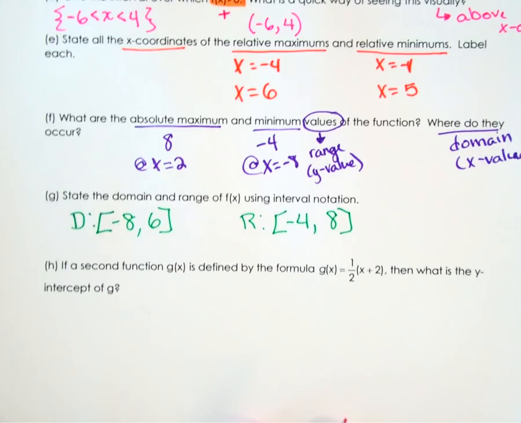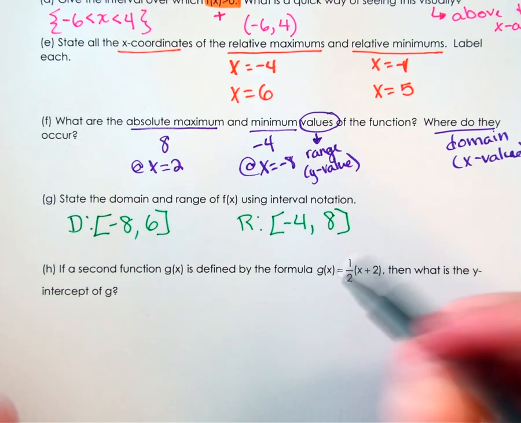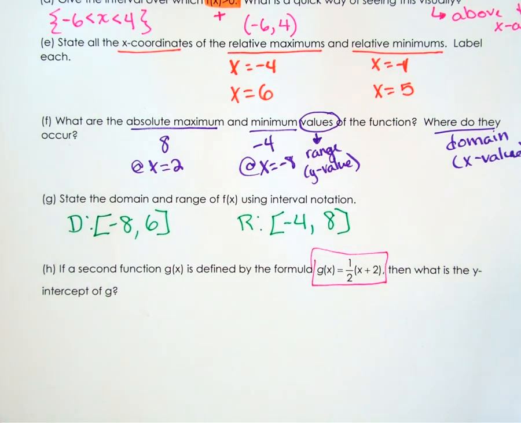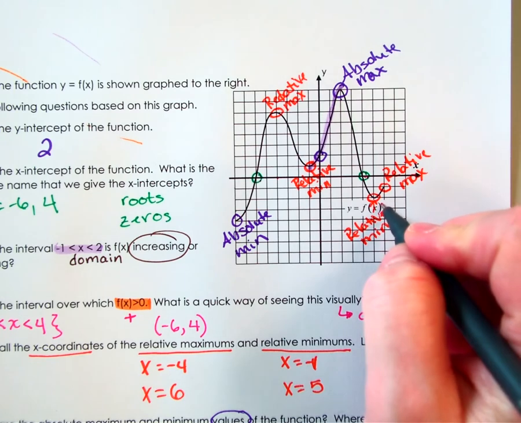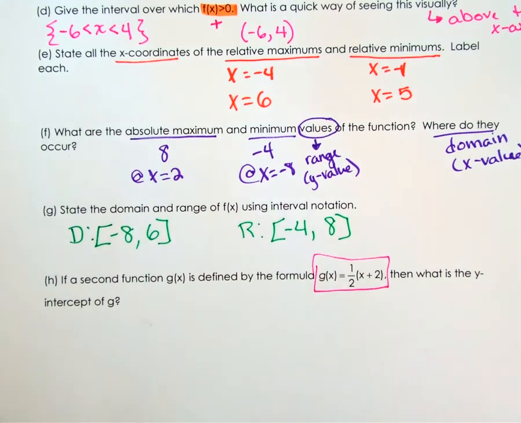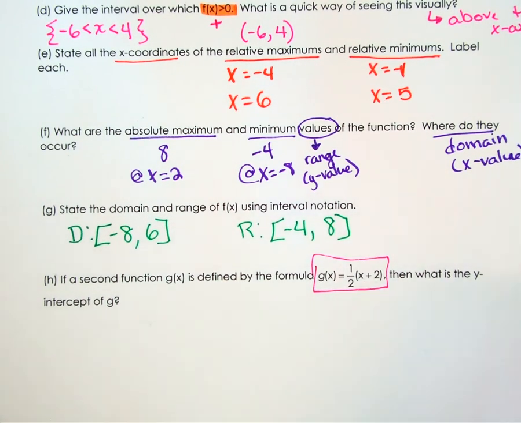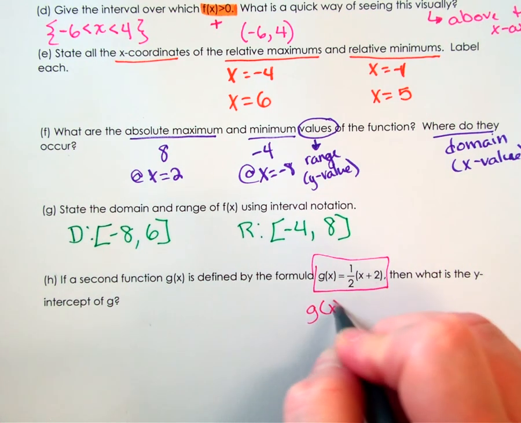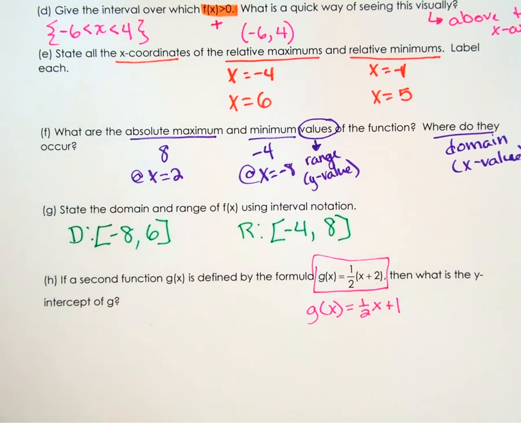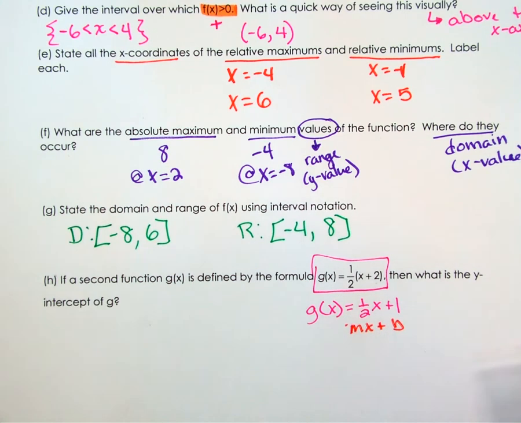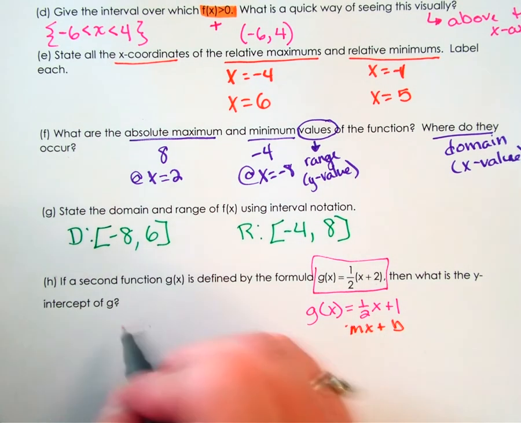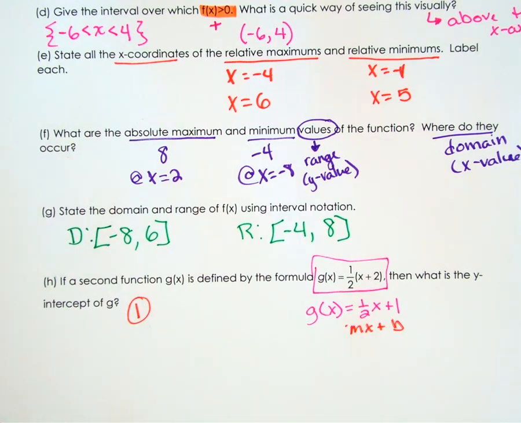Okay. H, if a second function, g of x, is defined by this formula here, then what is the y-intercept of g? So this has absolutely nothing to do with the graph, because the graph, as we see right here, which I ended up writing over, that is f of x. I don't care about f of x for this question. I just want g of x. So g of x, looking at the equation, it looks like it's following a linear pattern. So I'm going to distribute that 1/2 so that I actually have my mx plus b here. Mx plus b. So my y-intercept is my b value. So my y-intercept here is 1. I didn't have to graph it, although you could have. You could have graphed it. You didn't have to, though.